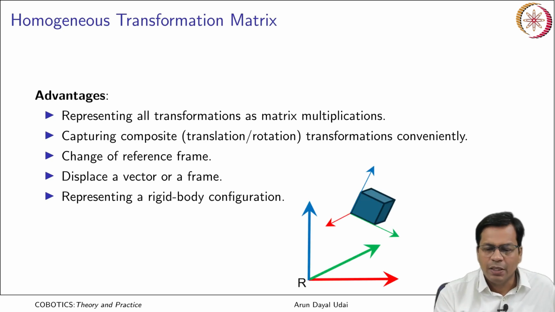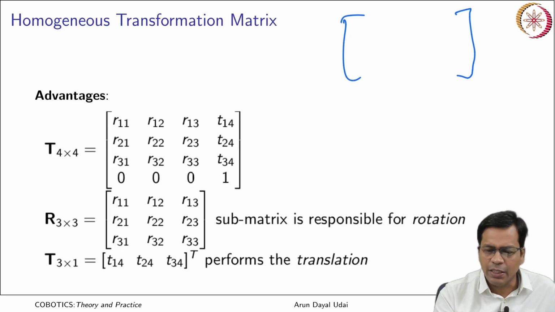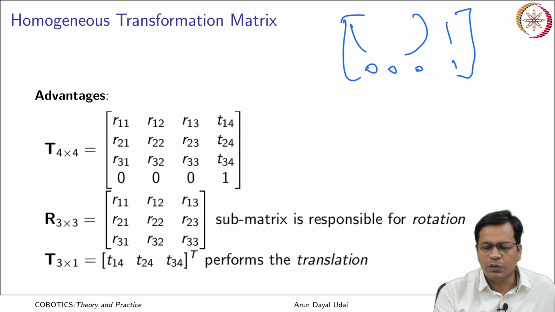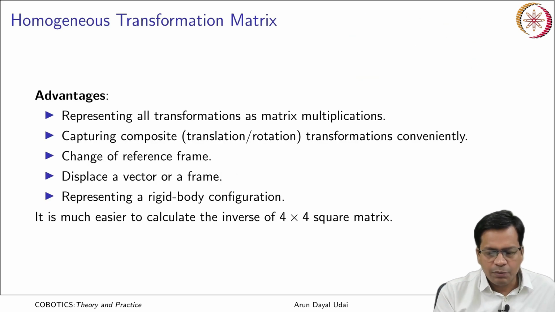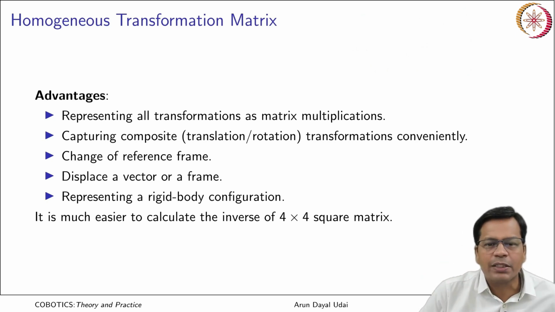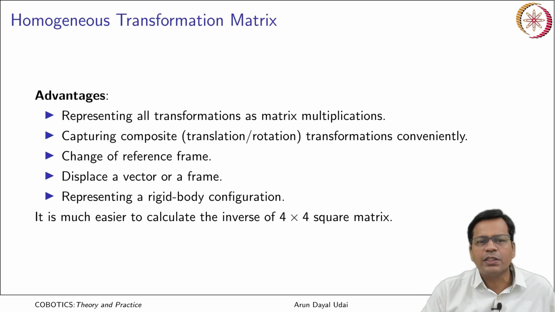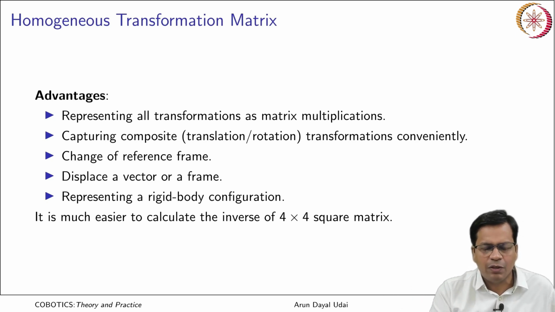So, you have seen a homogeneous transformation matrix could now define the orientation and the position using this. You have seen it earlier here. It is much easier to calculate the inverse of a square matrix. Now that it is a 4 cross 4 square matrix, it becomes quite convenient to take the inverse transformation also. We will discuss all these in much detail.